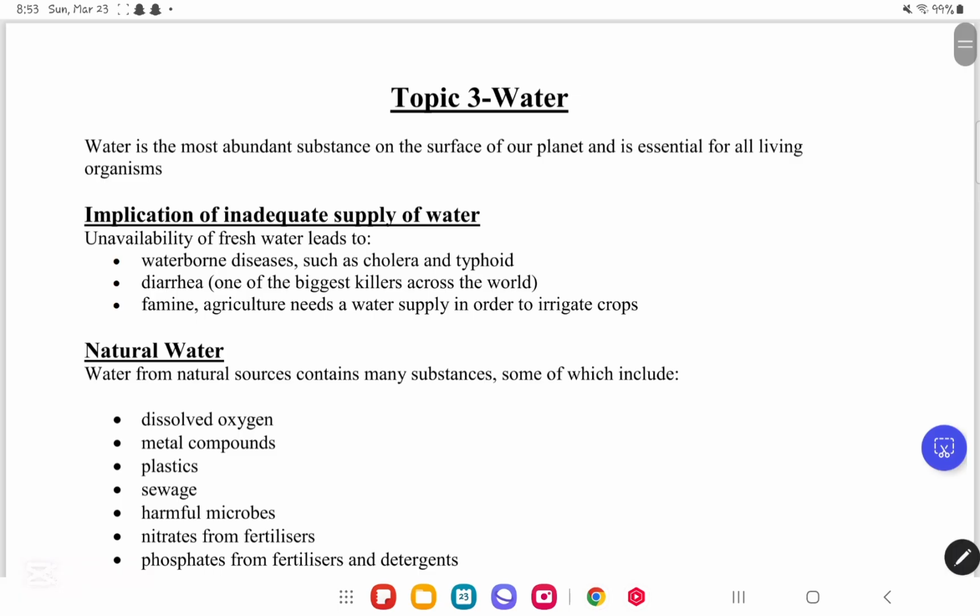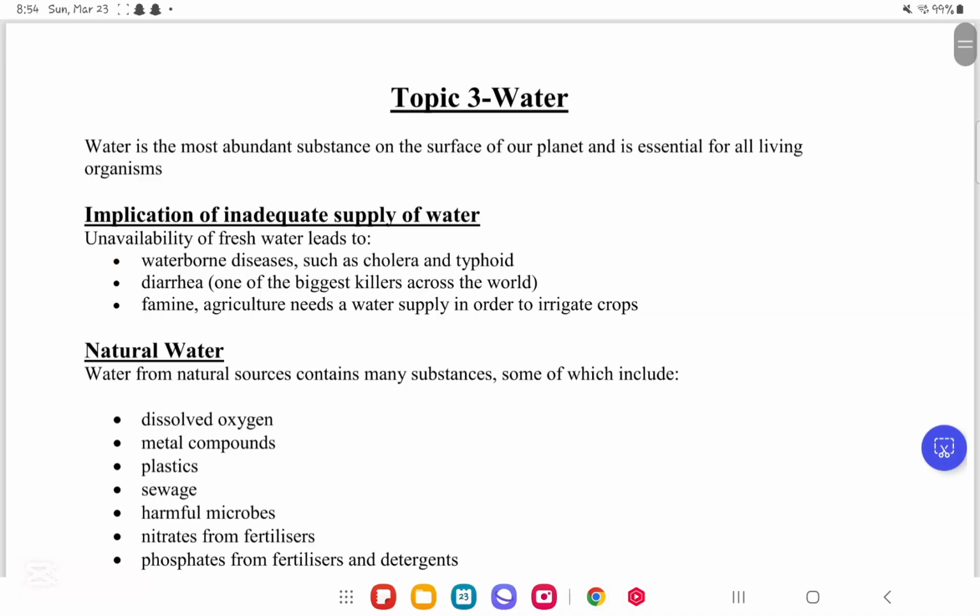So they said implication of inadequate supply of water. What happens if there is an unavailability of fresh water? If the water that is surrounding is not fresh, there may be some waterborne diseases such as cholera and typhoid. These are very dangerous diseases. They affect human health and might even lead to death at some point. Then we have diarrhea, one of the biggest killers across the world. This also is caused because of unavailability of fresh water.